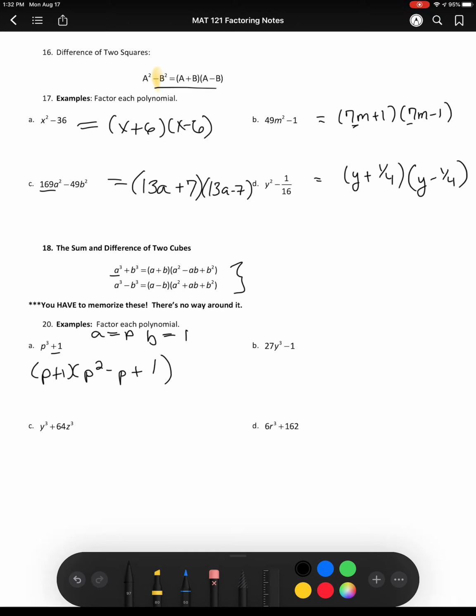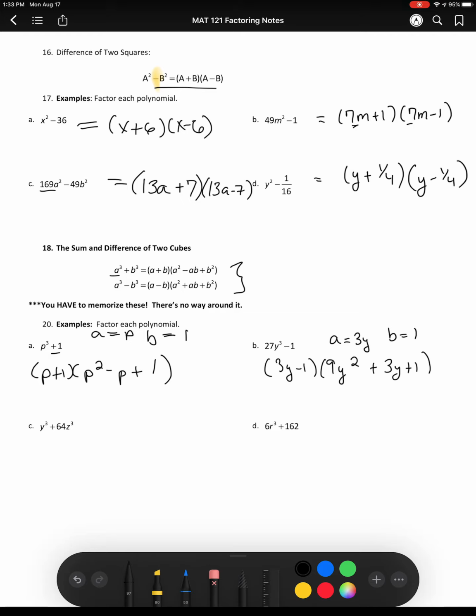Part B, 27y cubed minus 1. Here a would be 3y and b would be 1. So I'm going to follow the formula with the minus in it, and it would be 3y minus 1 times 9y squared plus 3y plus 1.